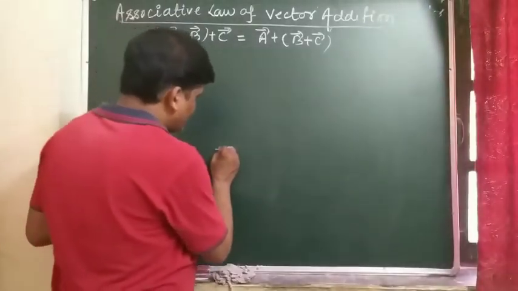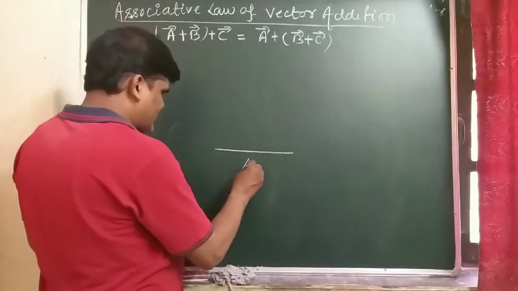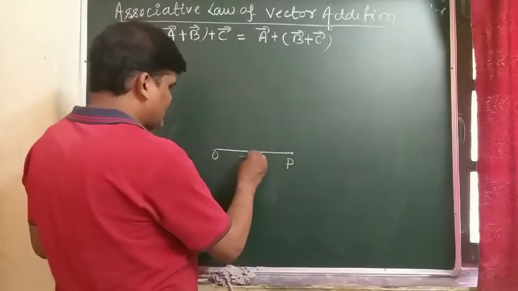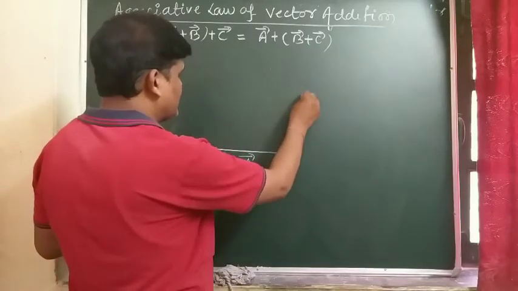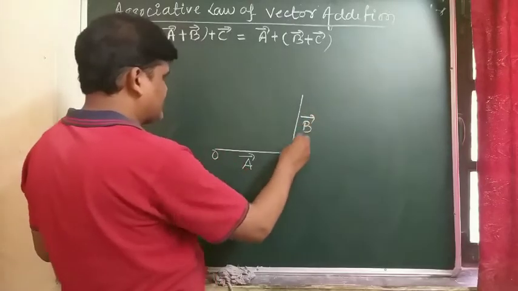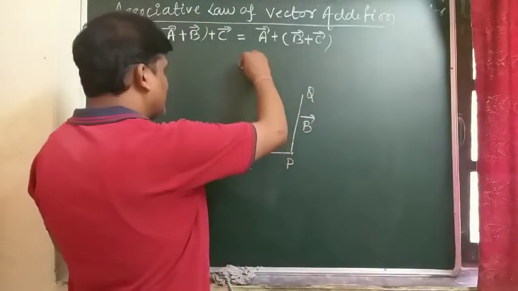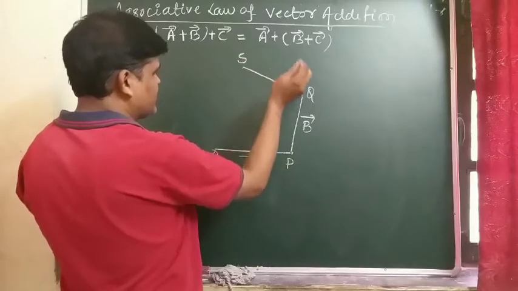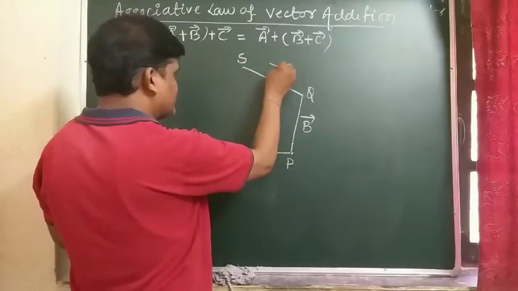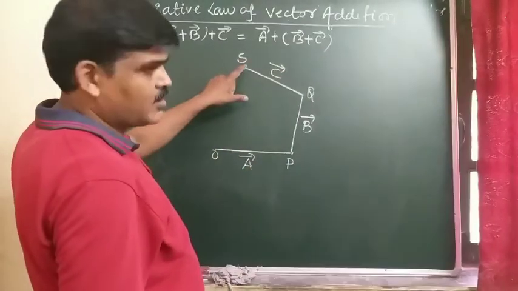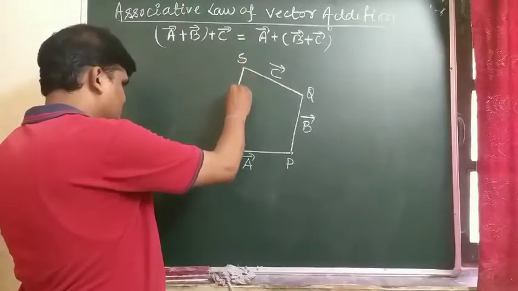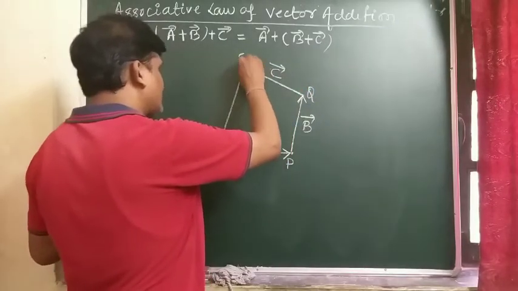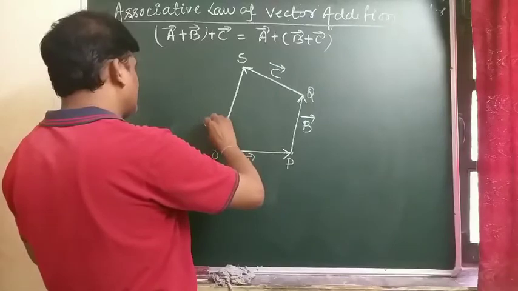Suppose that vector A is represented by side OP of a polygon, vector B by side PQ, and vector C by side QS, the third side of the polygon. Then OS represents the resultant vector.